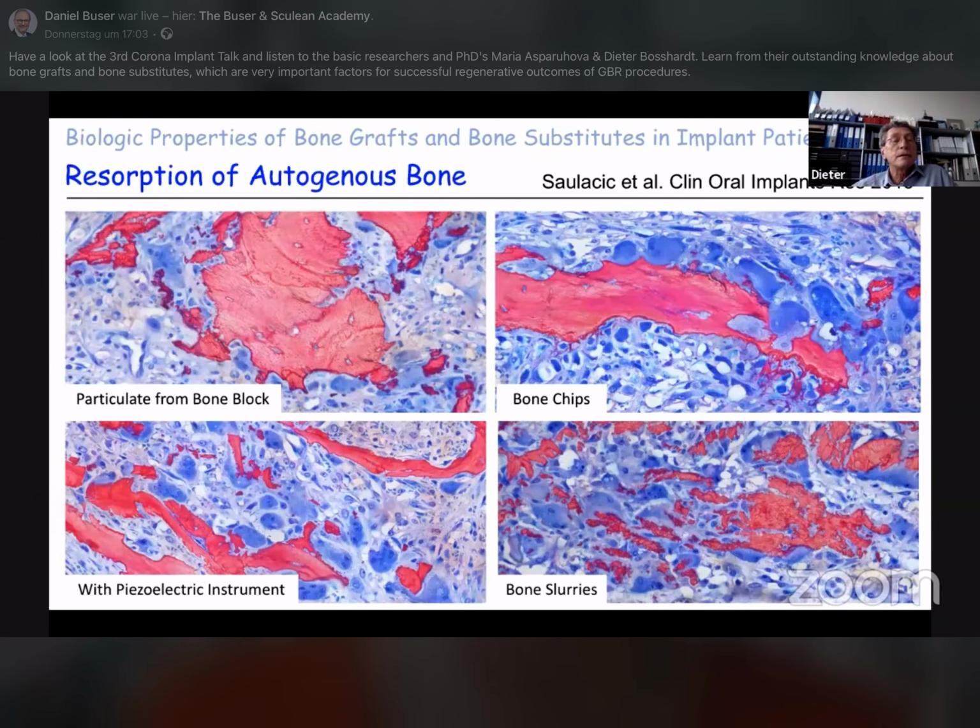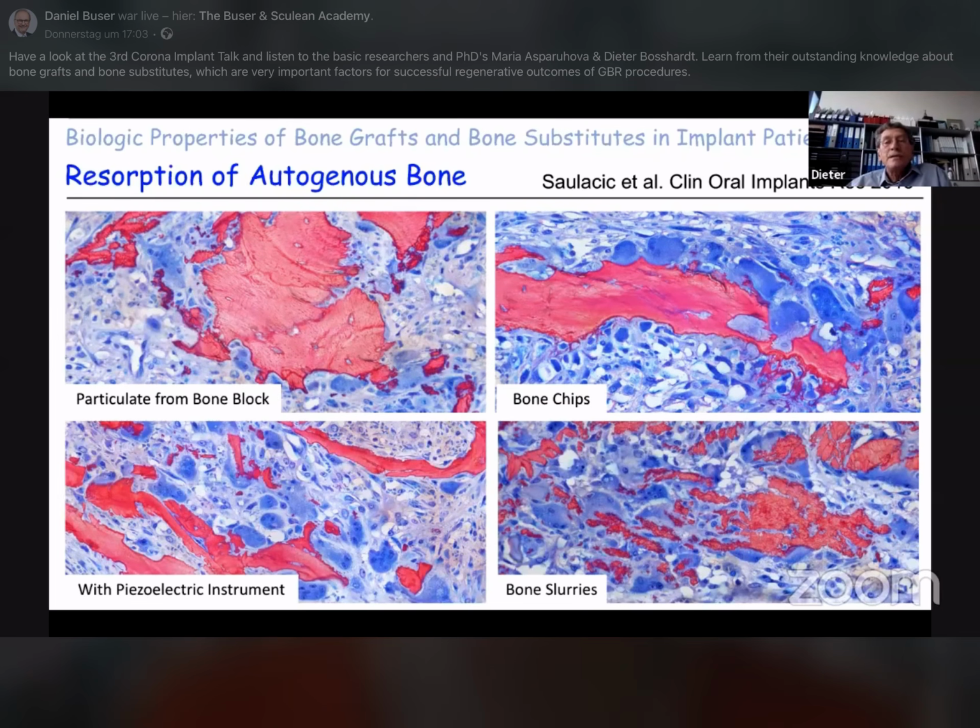Now, I mentioned that the autogenous bone, particularly in the beginning, let's say in the first 1 to 2 weeks, shows clearly a lot of signs of resorptive activity. This is true for particulate bone from bone blocks produced by a bone mill, for bone chips harvested with a bone scraper, with particles harvested with a piezoelectric instrument here, and also for the so-called bone slurries. All these large, dark, multinucleated cells are osteoclasts that, you have the feeling, immediately attack these bone particles and start to resorb them.